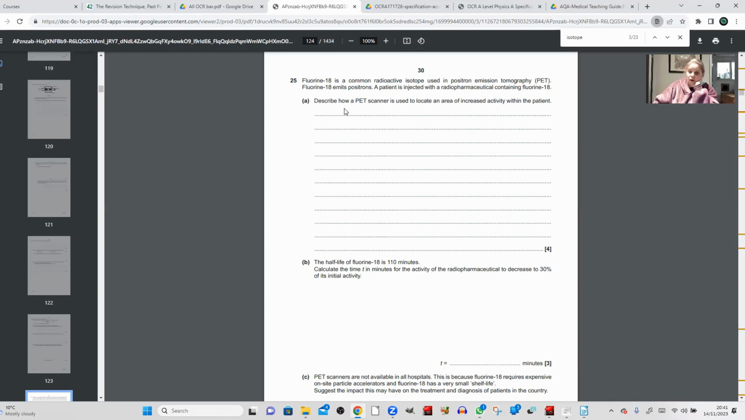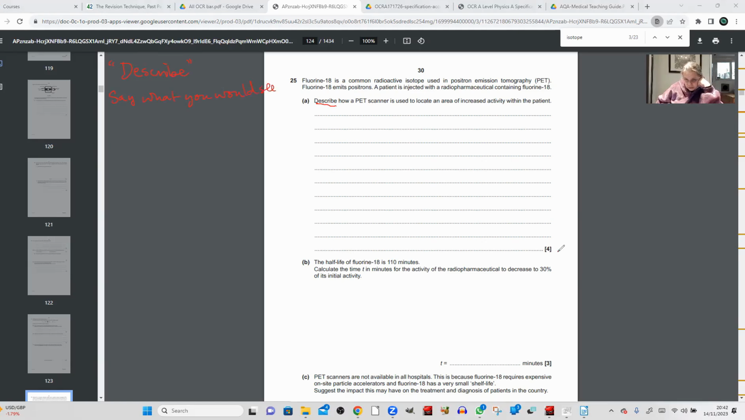It says, describe how a PET scanner is used to locate an area of increased activity within the patient. So if the fluorine gets collected together in one particular place, what will happen? Well, it will decay. It will produce beta plus particles, right? So we need to say this. This is describe. So describe is say what you would see, if you could see such a thing. Okay, so say what you would see.